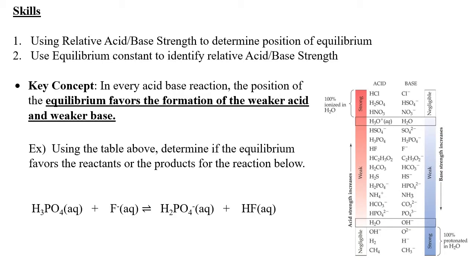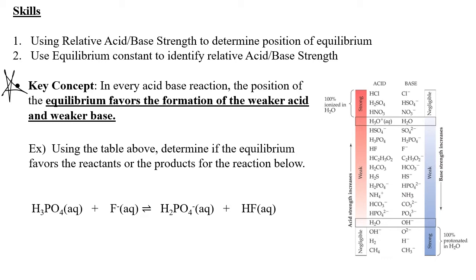So let's look at some of the skills we're going to need to use when comparing relative acid and base strength. Number one, let's use relative acid-base strength to determine the position of the equilibrium. And the second skill is going to be to use the equilibrium constant to identify relative acid-base strength. The key concept here is the equilibrium favors the formation of the weaker acid and base. So we'll come back to this, but this is our main concept to solve this first problem.